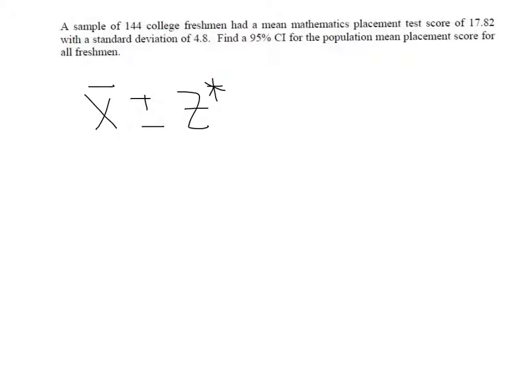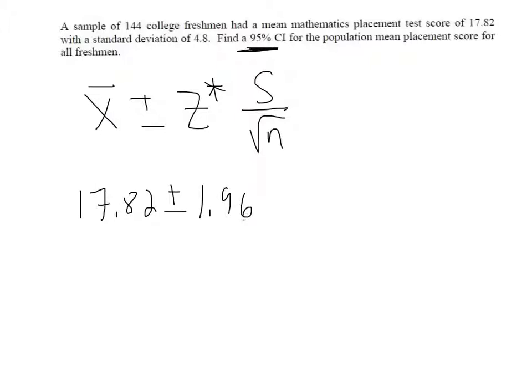Okay, you do s over the square root of n, because we only know the sample standard deviation. We can't do much with that. I don't know anything about the population. But this is what we're going to do, and it's all basically the same setup. I've got a mean test score of 17.82. I know from the work I did a minute ago that a 95% confidence interval requires a z-score of 1.96.